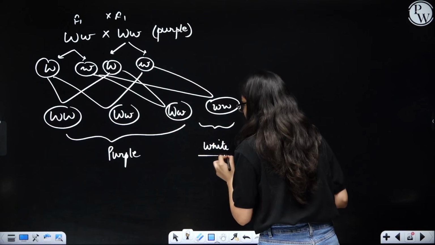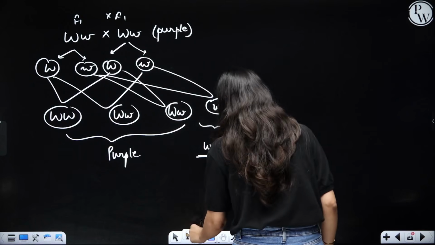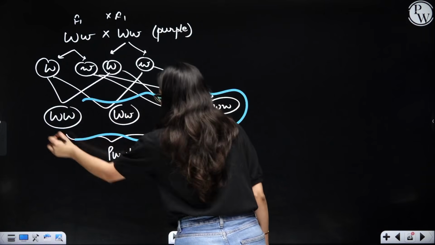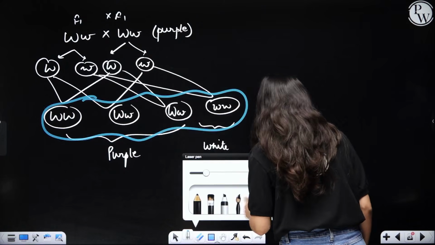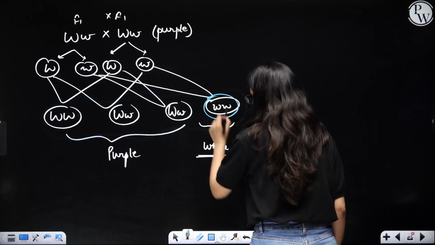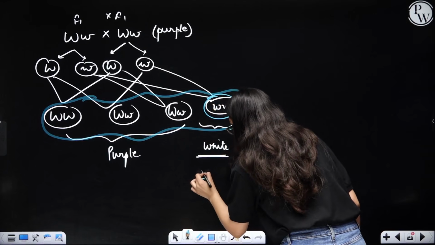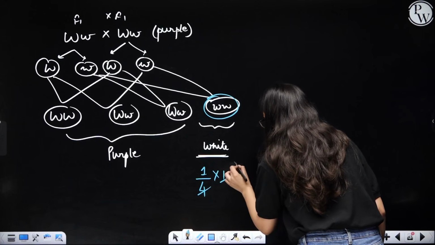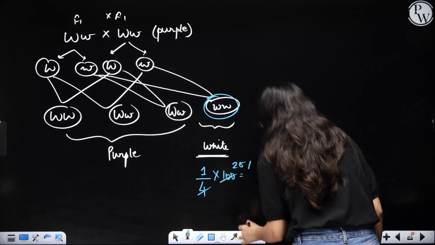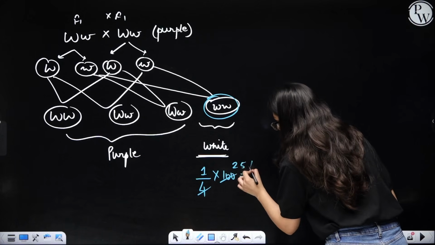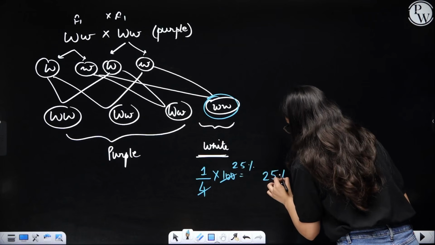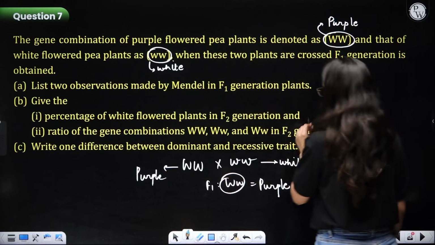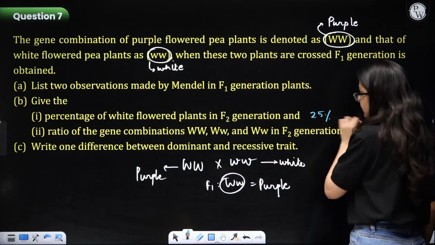So, the percentage of white flowers it is asking. We know that over here there are 4 offspring that we can see easily, out of which only one is white. So, out of 4 only one is white and you have to find the percentage. Multiplied by 100, what you will get is 25%. You will get 25% to be the percentage of white colored flowers in the F2 generation, right? So, in F2, 25% is the answer.